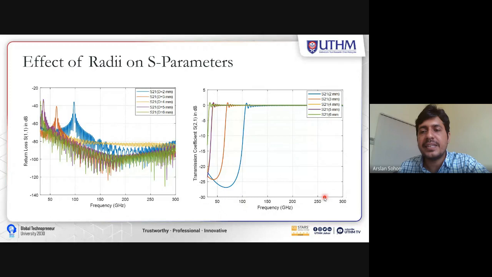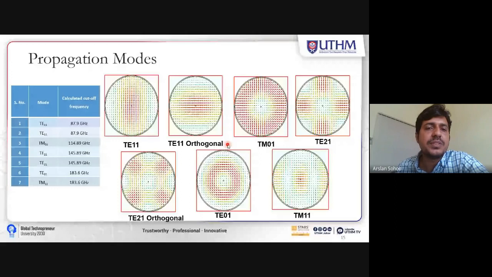So we have simulated the first seven modes in CST Microwave Studio, and we have calculated the cutoff frequencies. You can see here the first seven modes. This is the TE11 mode, the fundamental mode. This is the second mode, TE11 orthogonal. This is the TM01 mode, up to these seven modes.